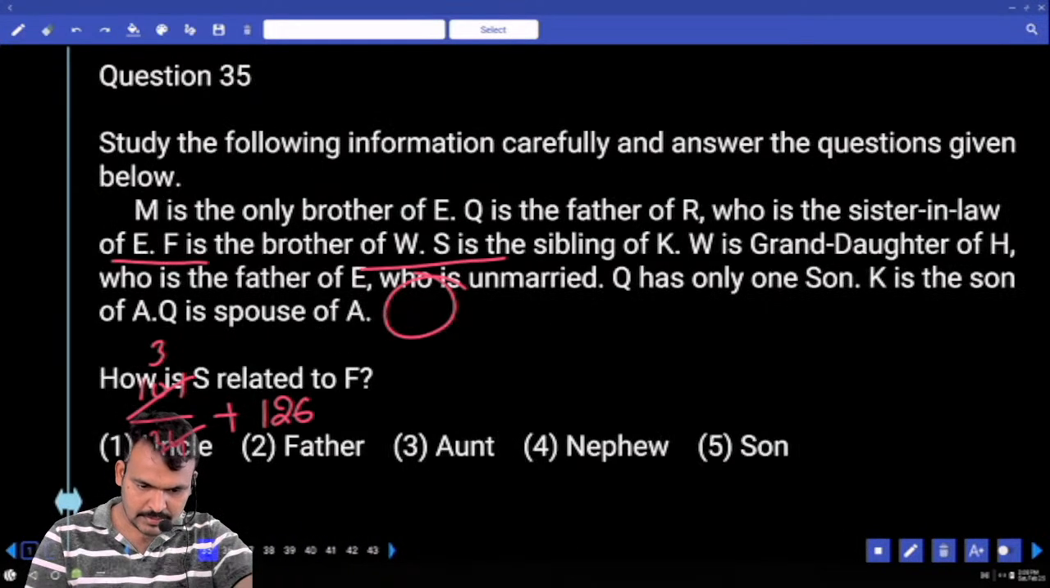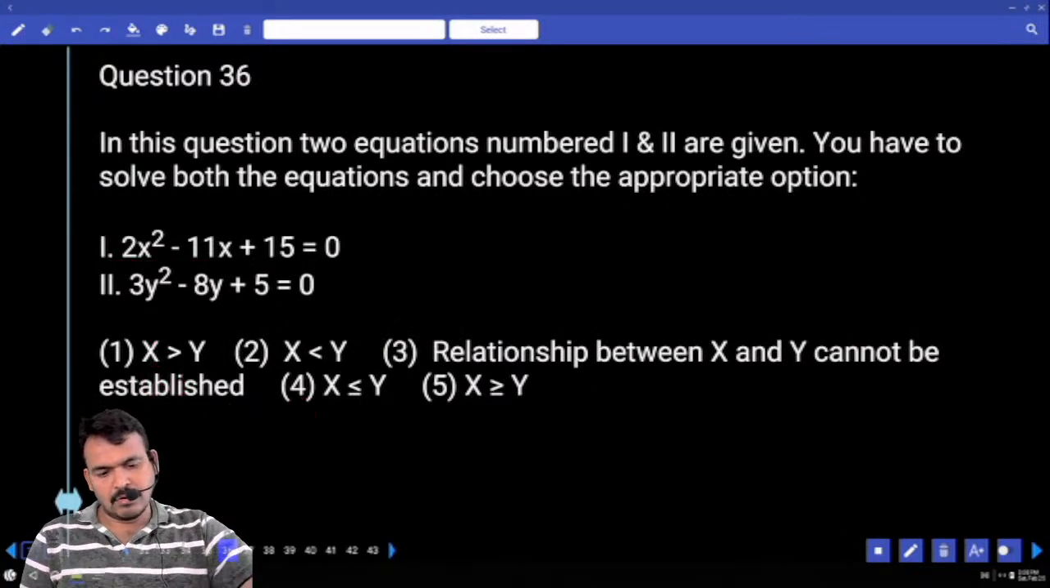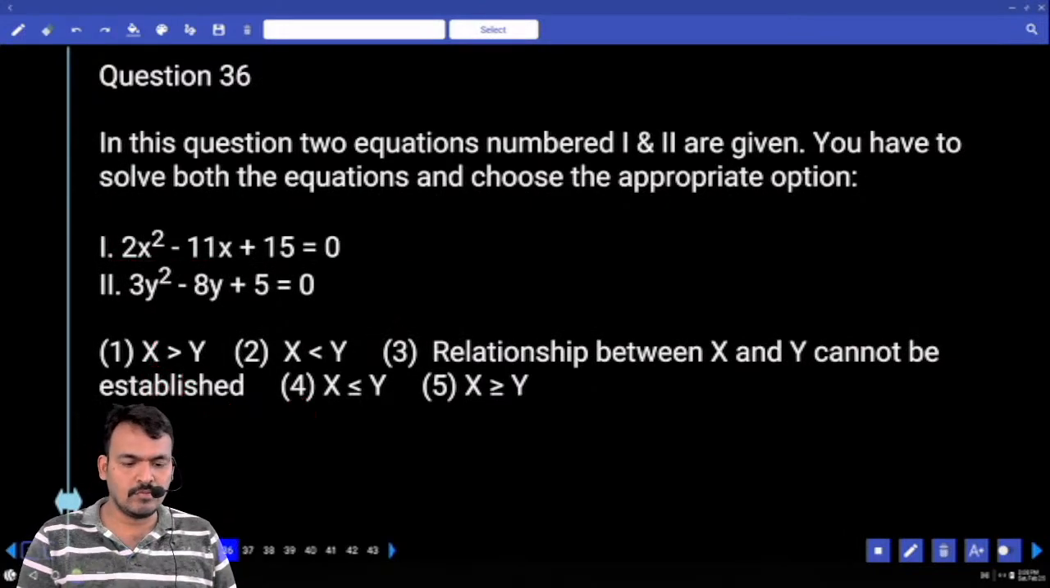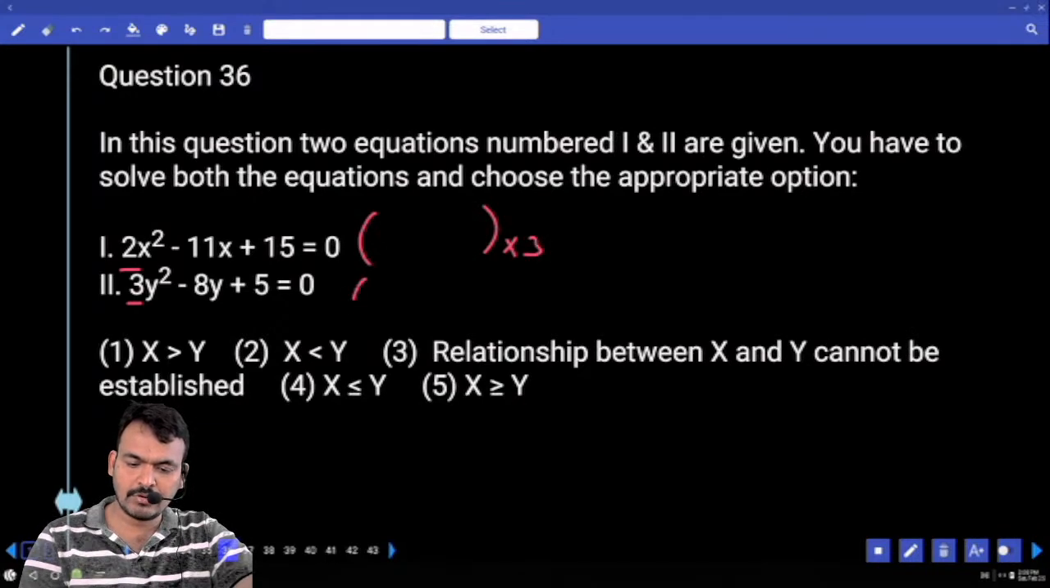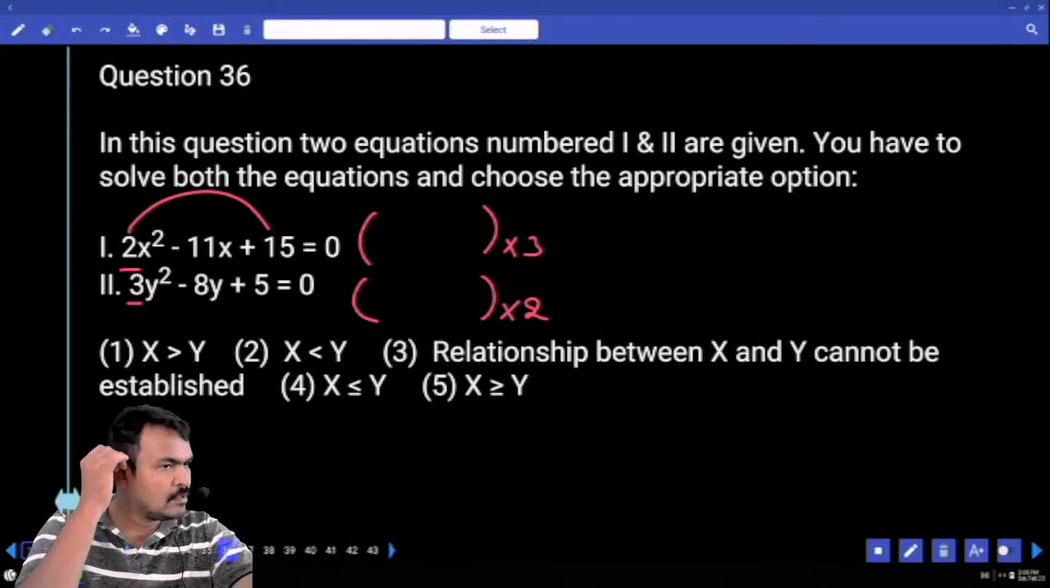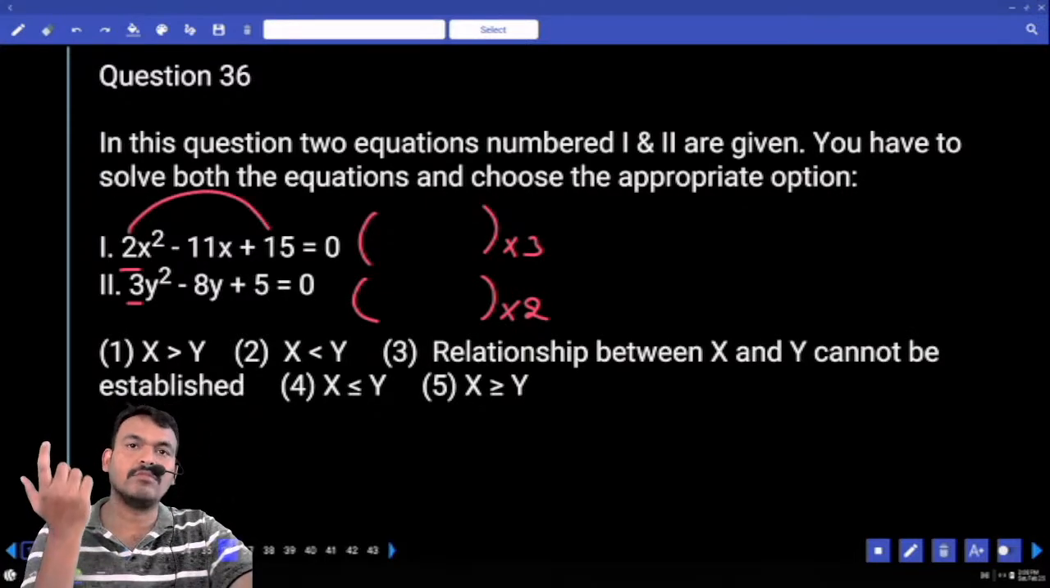Next, quadratic equations. Question number 36. What is the coefficient of x square? 2. Coefficient of y square? 3. What is the LCM of 2, 3? 6. Means x roots multiplied by 3 times, y roots multiplied by 2 times. 2 into 15, 30. Means 6 into 5.